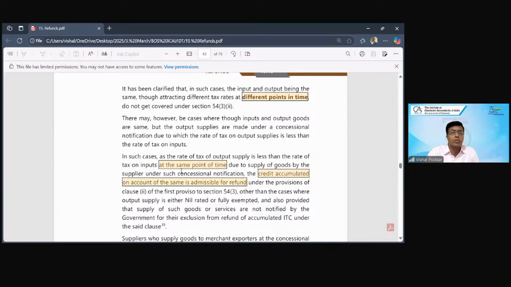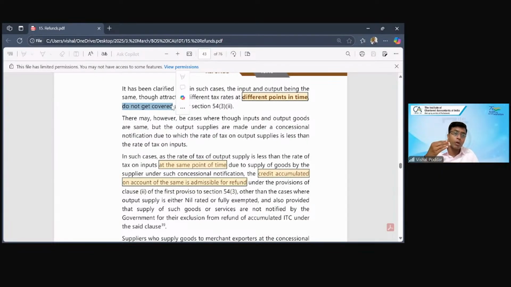So what they are trying to say is that when the accumulation is because of inverted duty structure, that is, output rate is lesser and input rate is higher, if this happens at the same point of time, then only it is covered. If it is happening at different points of time, it is not covered. It means what has been clarified in this particular case, that in this particular scenario which we are discussing, inverted duty structure refund is not applicable.